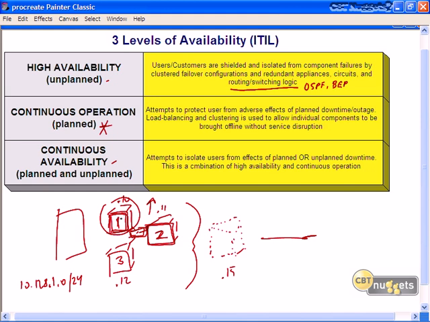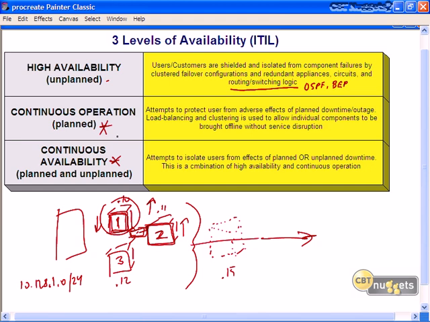If I have to do an upgrade or an update, and I have to do, let's say, several restarts of this server while I make changes, I can basically bring this one offline and bring this one up as my primary server, and this can serve my customers and users while I'm doing the voodoo that I do to this previously primary server. Continuous availability is a concept that deals with planned and unplanned downtime or outage, attempting to isolate users from the effects of unplanned or planned downtime. This is a combination.